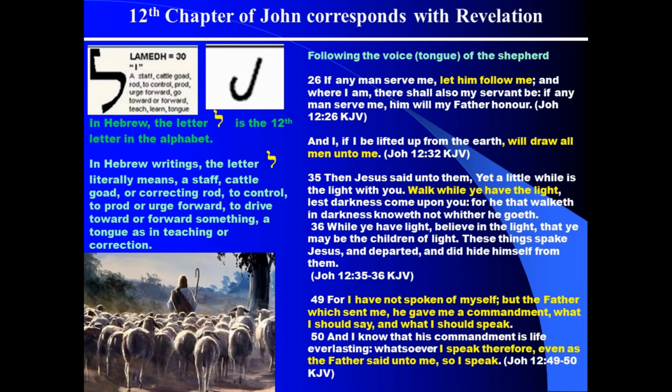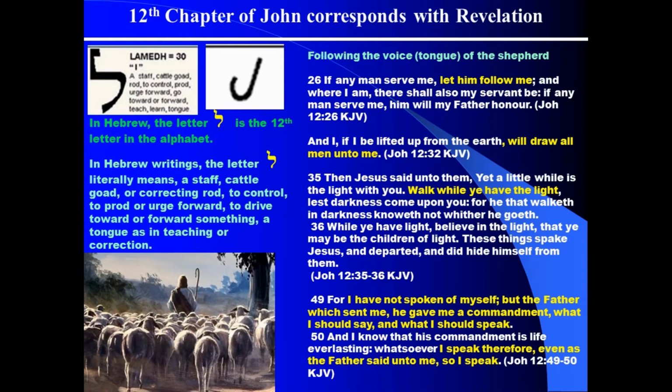In John chapter 12:35-36, it says, "Jesus said unto them, yet a little while it is light with you, walk while you have the light, lest darkness come upon you. For he that walks in the darkness knows not where he goes. While you have the light, believe in the light, that you may be children of the light." These things spoke Jesus and departed and did hide himself from them. What is he admonishing here? Again, he's pointing back to his instruction, his words, the tongue, what came out of his mouth, not the serpent's mouth. As long as you have my words, do what I say while you can still do what I say.